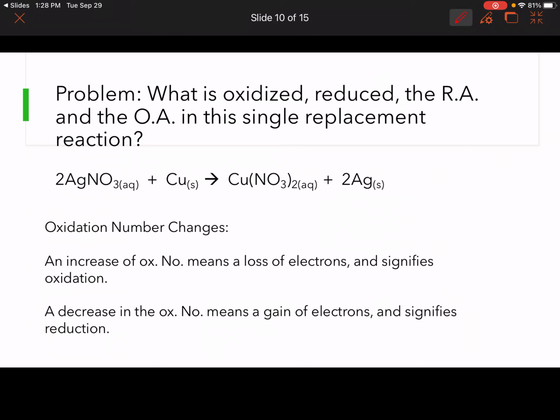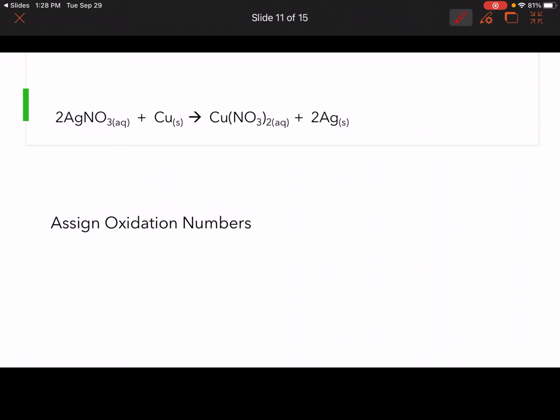So this is why you have to get fast at doing oxidation numbers, because we're going to assign oxidation numbers. We're going to assign our oxidation numbers. That's our first step. And then we're going to look at them and figure out what's happening. So silver by itself, elemental silver is just going to be a 0. Oxygen's -2.